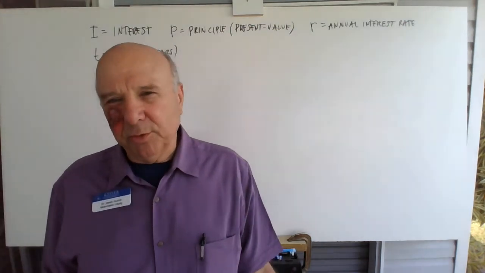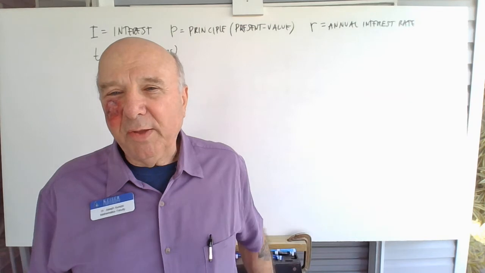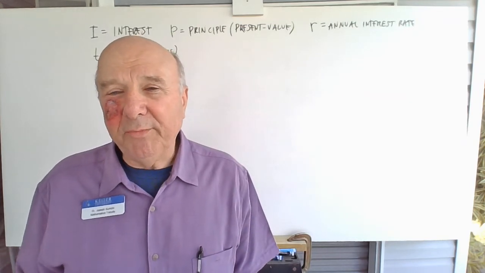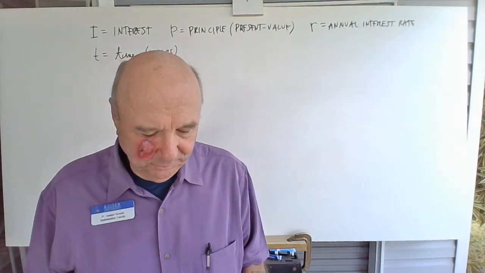So that's where the banker's rule would come in. If you want to talk about, let's say the loan's for 75 days, then how many years is that? Well, it's 75 divided by 360. That's the banker's rule.